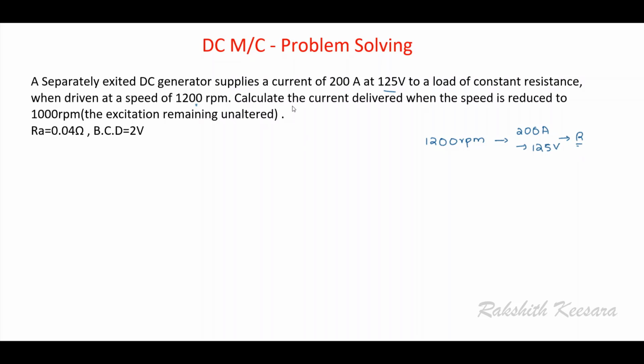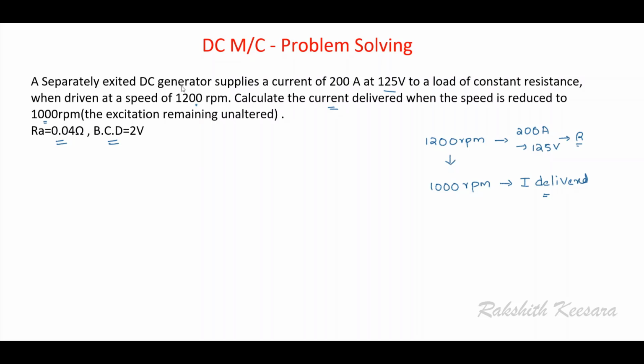Next, calculate the current delivered when the speed is reduced to 1000 rpm. Now, the speed is reduced to 1000 rpm. He is asking us to calculate the current delivered. Armature resistance and brush contact drop are given. So, what is the way to approach this question?